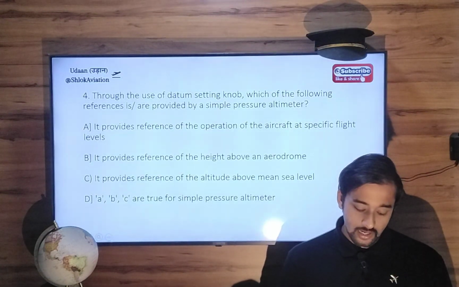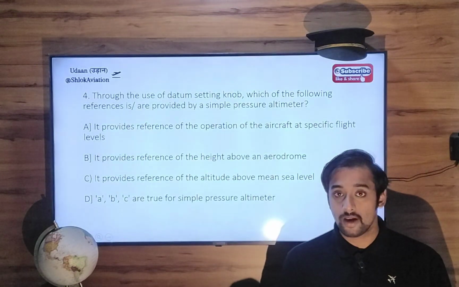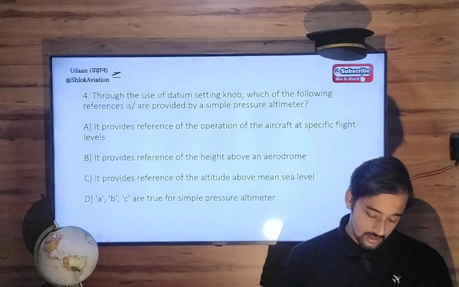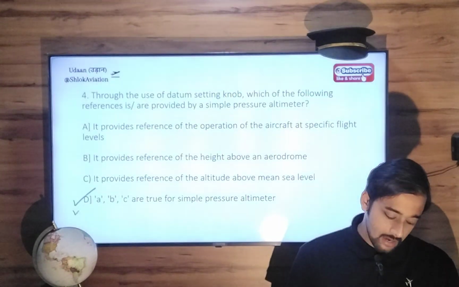It provides reference for the operation of aircraft at a specific flight level. It provides reference of height above airport. It provides reference of altitude above sea level. So all three are correct. A, B, C are correct.